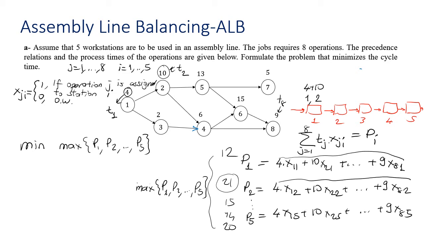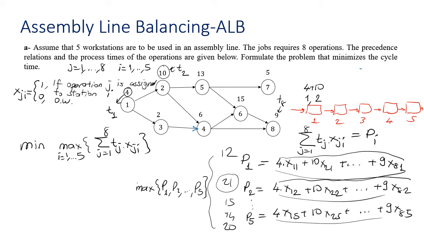And in order to write this in compact form, I can simply do this. I can write here maximum over i of the sum over j from 1 to 8 of tj times xji, and how many processing times are there? There are 5. So my objective function will be this in compact form, and in open form you can write the maximum of this one and this one and this one. This is my objective function.